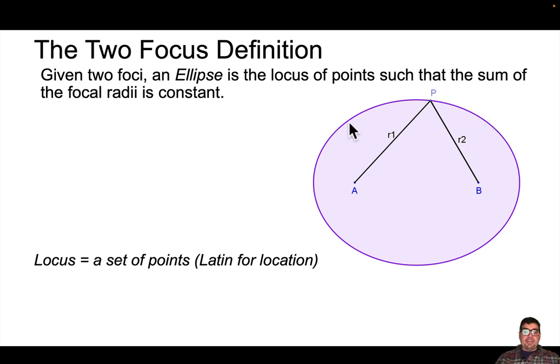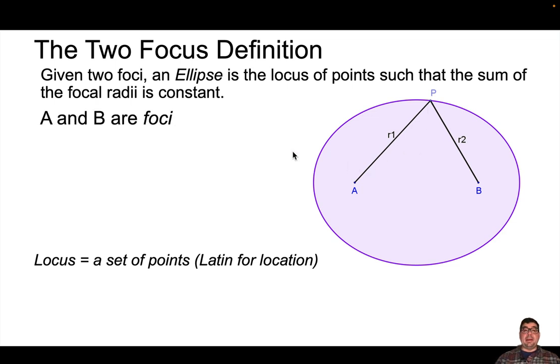It's a collection of points such that the sum of both radii is constant. So if you have a focus point at A and a focus point at B, it's like having two centers to your ellipse. The radius from A to a point on the ellipse and the radius from B to that same point could be different, but the sum of them is constant.